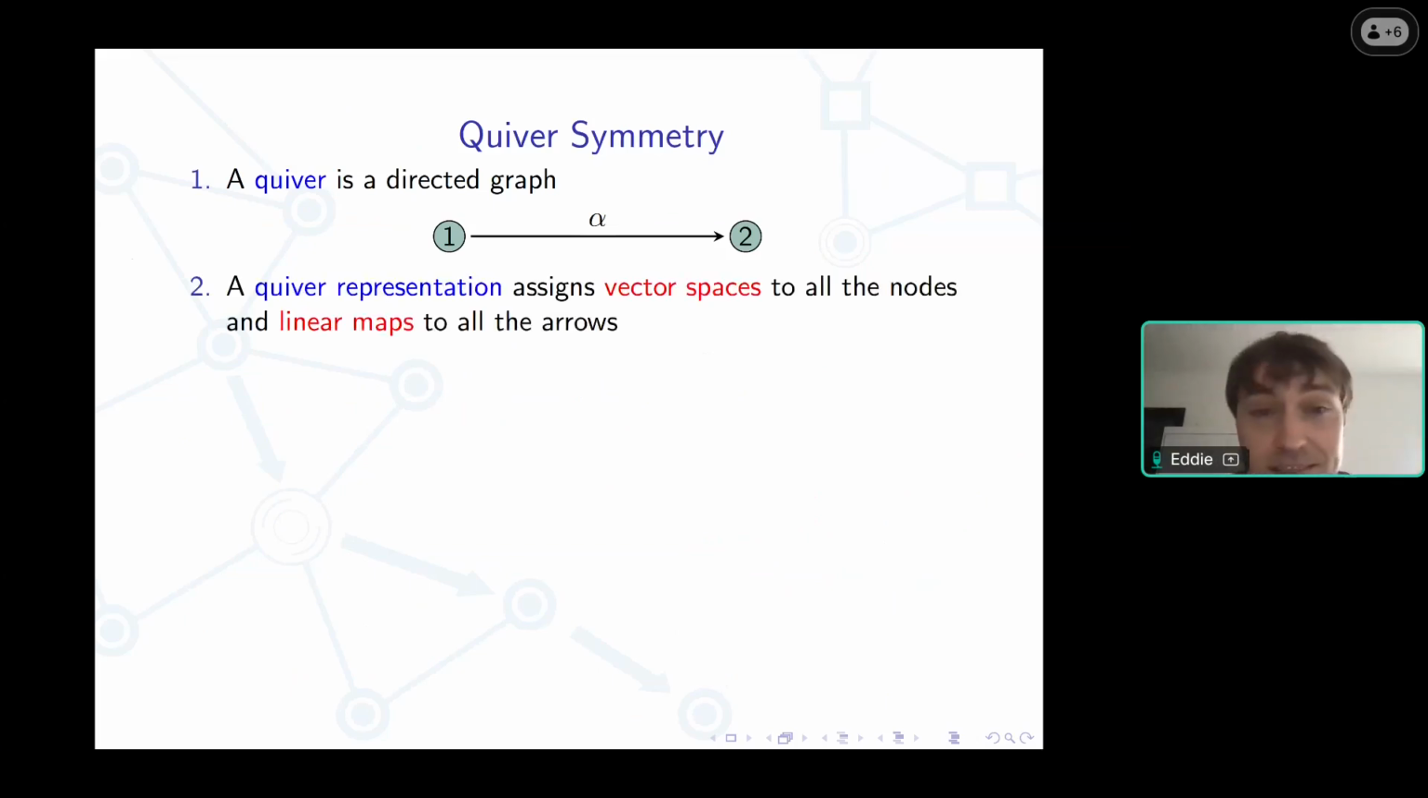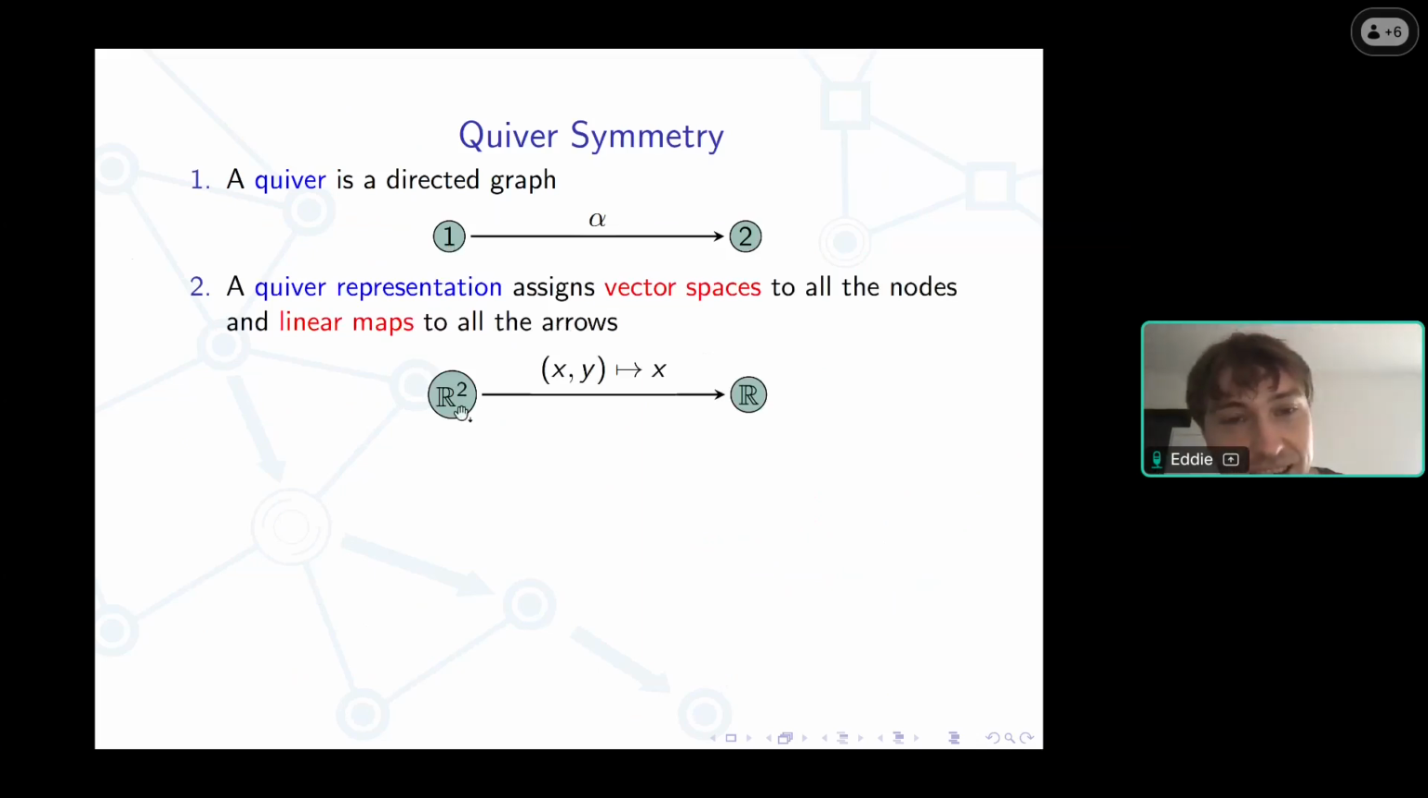So then the second thing we said was a quiver representation, like a group representation, now a quiver representation. A quiver representation assigns vector spaces to all the nodes and linear maps to all the arrows, and that's it. So here's an example of a quiver representation of this quiver. What you see is that I have appended R2 to this node, R to this node, and this arrow, alpha, gets this linear map.